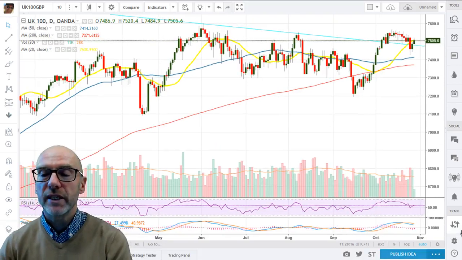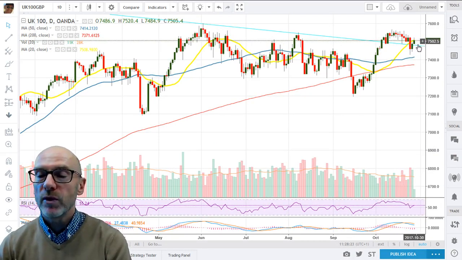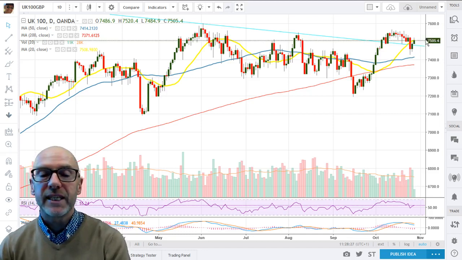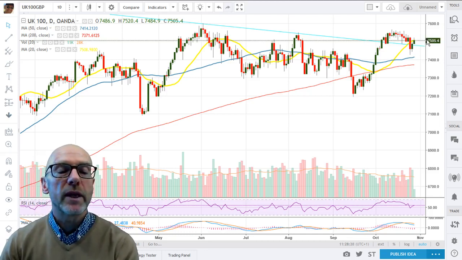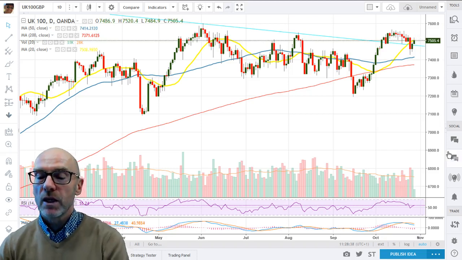On the FTSE, we did have an interesting situation: we fell back below the old downtrend, but the last couple of days has taken us above there. We really need to get above the 20-day, 7508.9, to really get a push up, and then we would start to test the resistance levels.